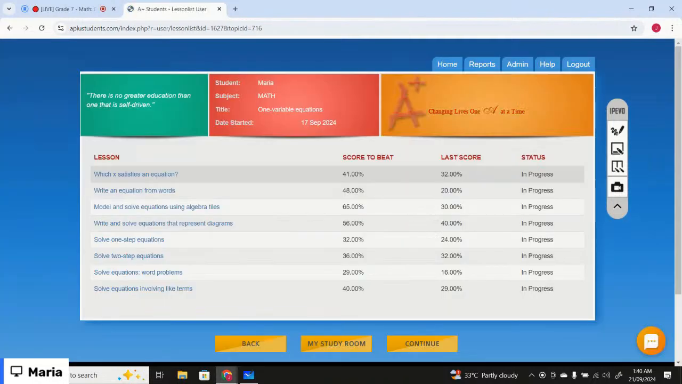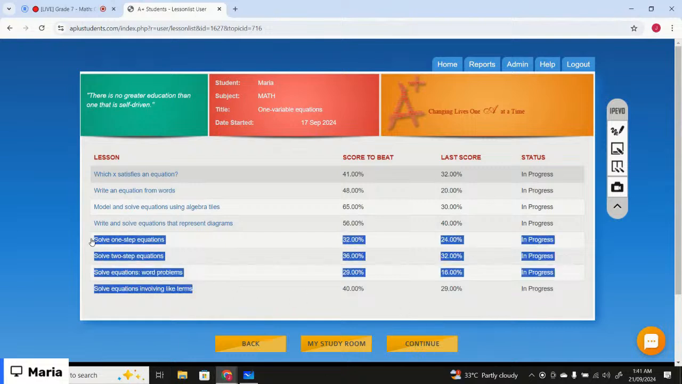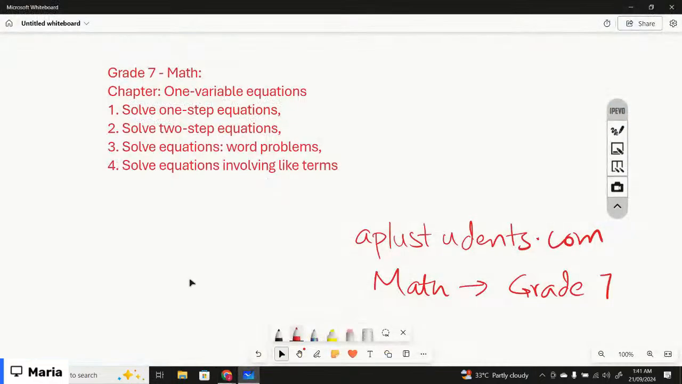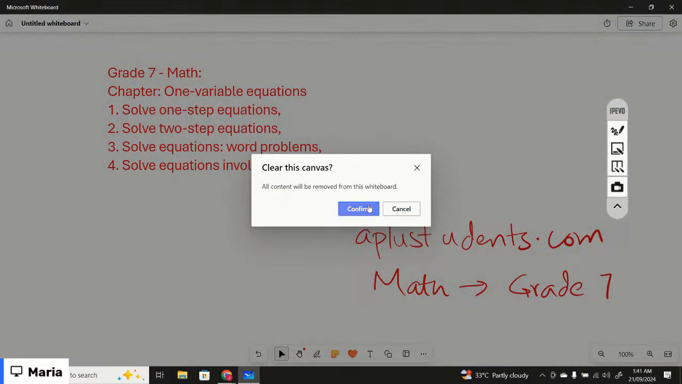So we were working on grade 7 math. The chapter we were working on is one variable equations. The lessons we have covered today are one-step equations, solve two-step equations, solve equations word problems, solve equations involving like terms. So please make sure before the next session you complete all the practice questions for the lessons we just did. That is your homework until the next session, right?